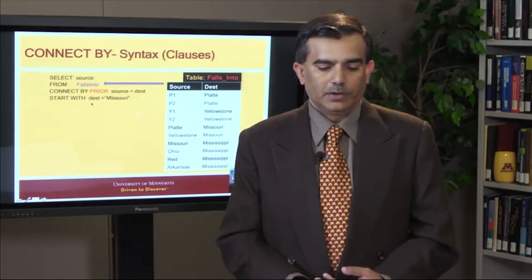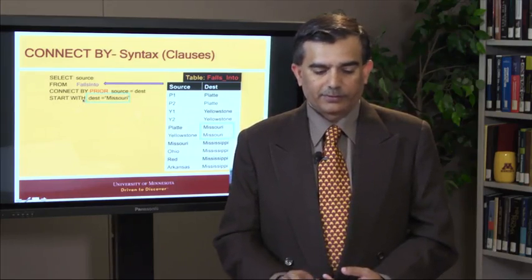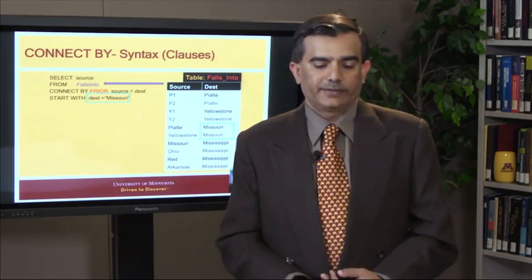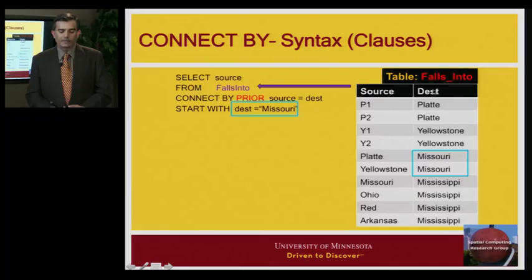Let's try to understand what they do. Start with is a much simpler clause, and in this case you notice it specifies a column in our table, the destination column, and it also provides a condition. So it's saying that you should start with rows in this table where destination is Missouri. So these two rows are the starting point, and starting with these rows we could either try to find predecessors of Missouri or successors of Missouri.